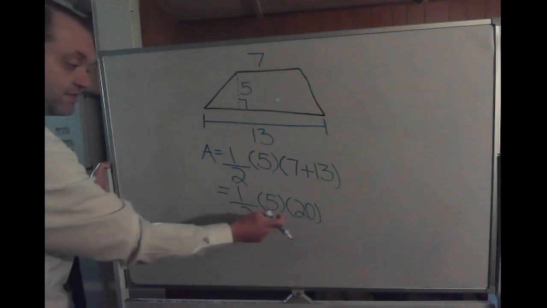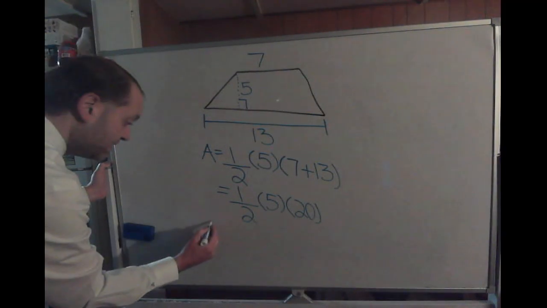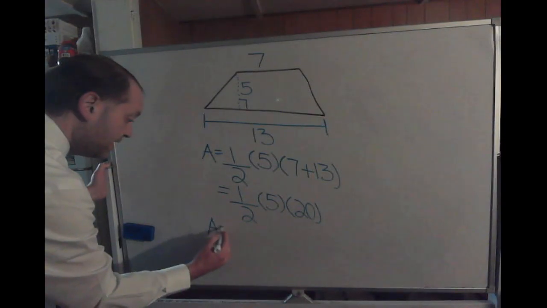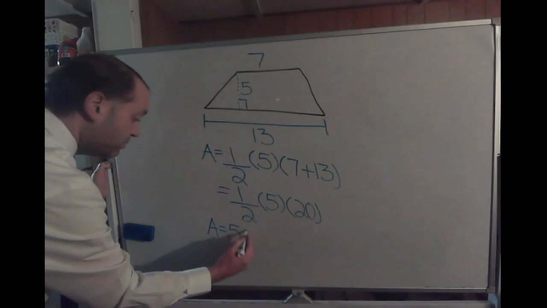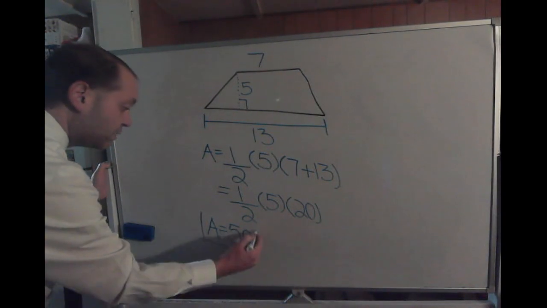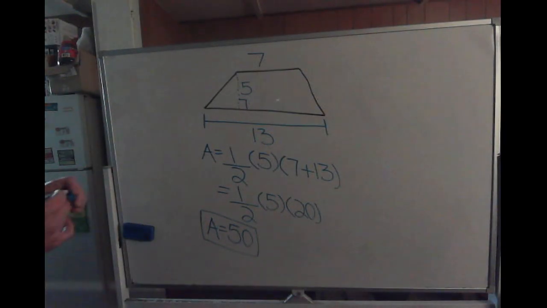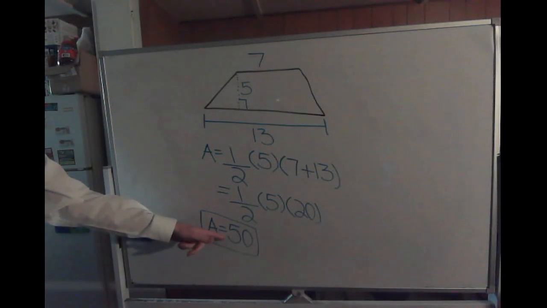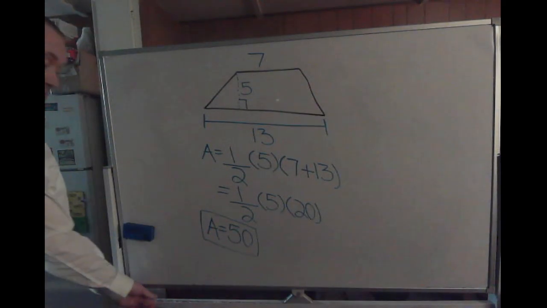5 times 20 is 100, half of that is 50. So the area of this trapezoid would equal 50 square units. When you do the multiplication and addition, you'll get the area is equal to 50 square units.